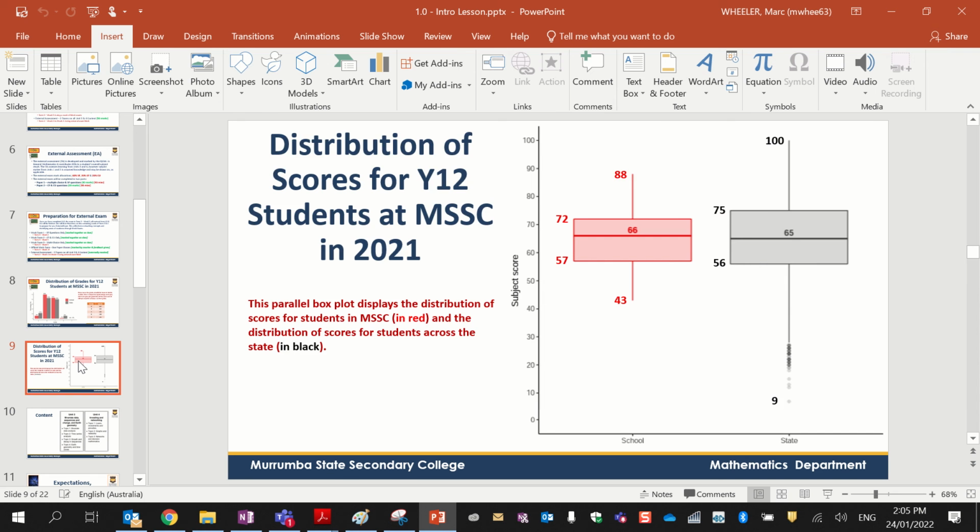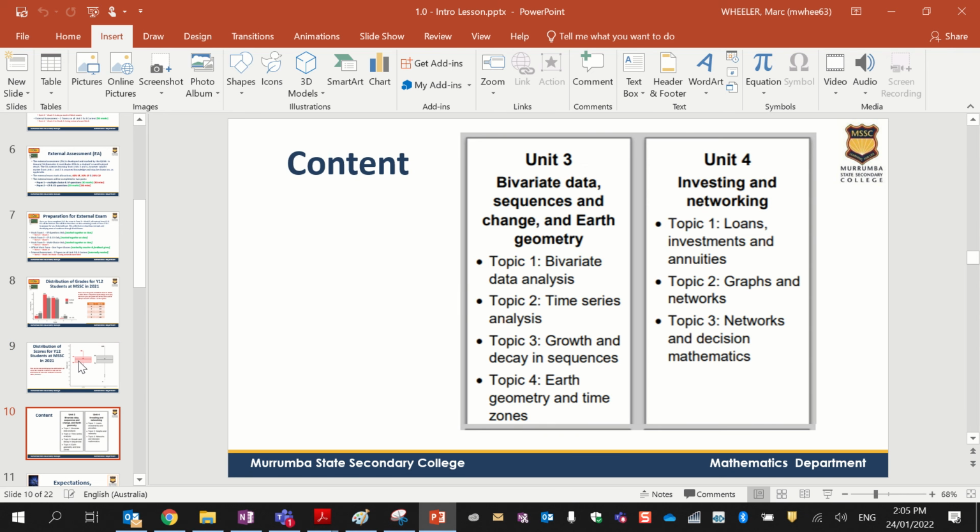Okay, cool. So the content, Unit 3, bivariate data, we've already done that. Time series data, which we're about to start, growth and decay sequences, and earth geometry and time zones. So that will be Unit 3. Everything will be covered by the end of this term. And then Unit 4 is on investing and networking, and we'll cover that later.